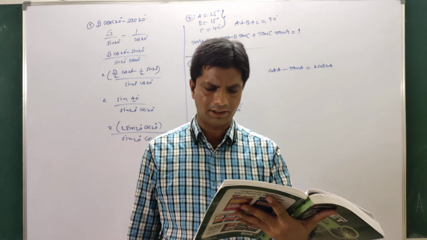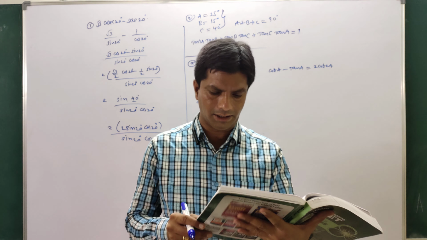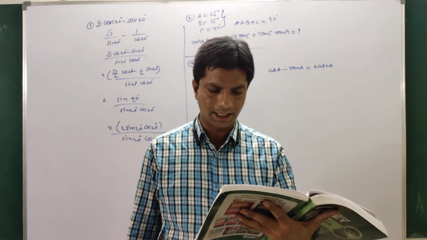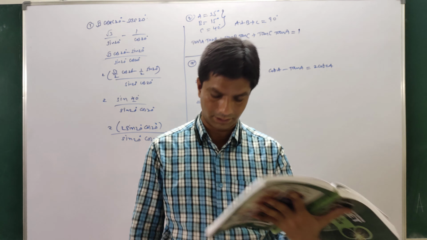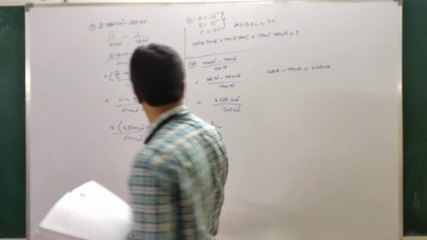Problem number 9 also we can find the answer very easily. See, sin 120 we know how to find. Cos 150, cos 240 and sin 330 also we can find. Simple. Now the 11th problem.